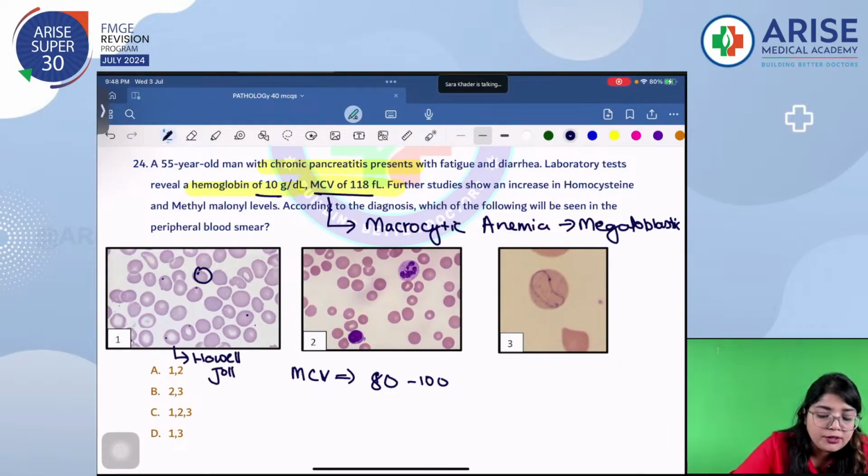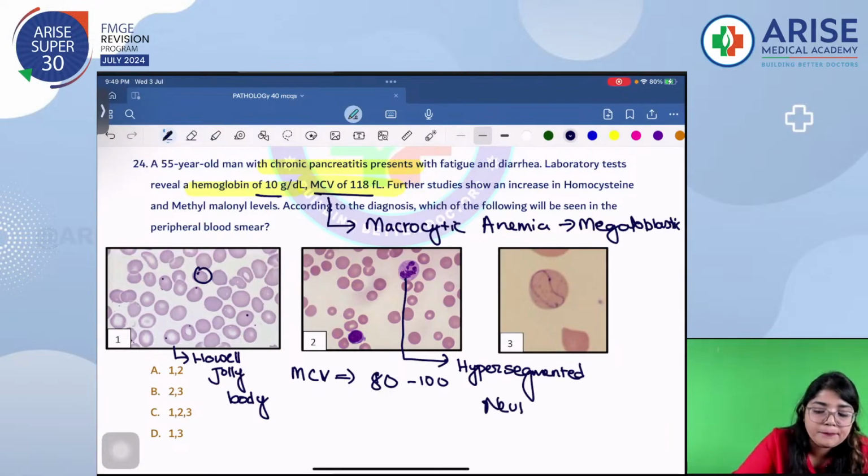Okay. What about this second thing? What are these? Very famous hypersegmented neutrophils. What do you see here? You see a neutrophil which has more than 5 nuclear lobes. Like if you count 1, 2, 3, 4, 5, 6, 6 nuclear lobes are there.